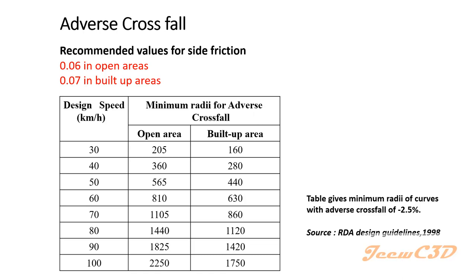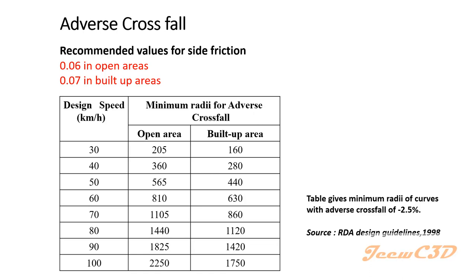To determine the adverse cross fall, we select the side friction values as 0.06 and 0.07. For open areas, F max is 0.06, and for built up areas it is 0.07. So when you calculate the radius, if the design speed is 30, the adverse cross fall radius for an open area would be 205, and for a built up area it would be 160. So if your curve radius is 205, you don't need to have super elevation.